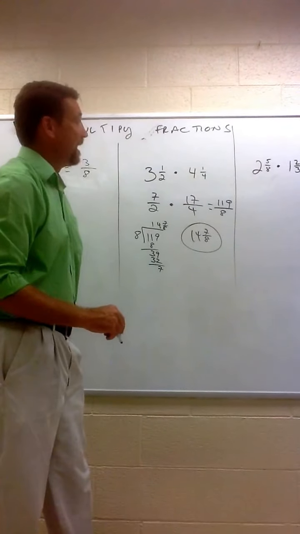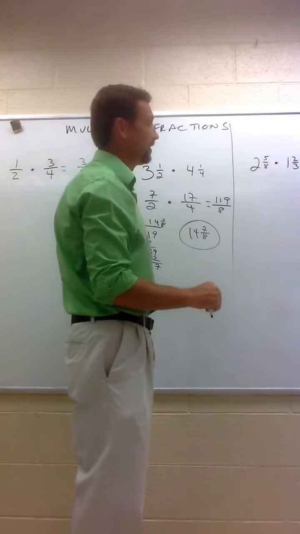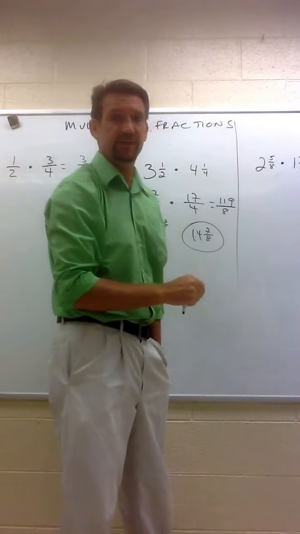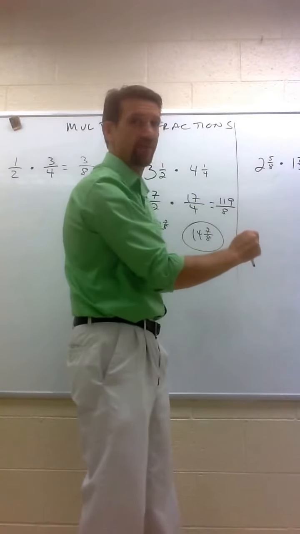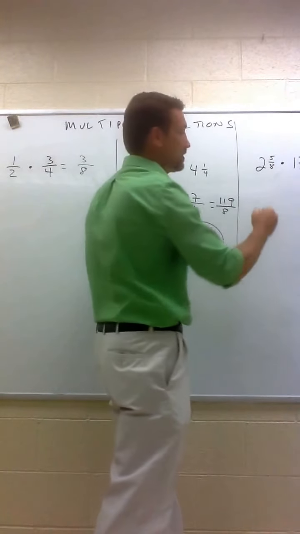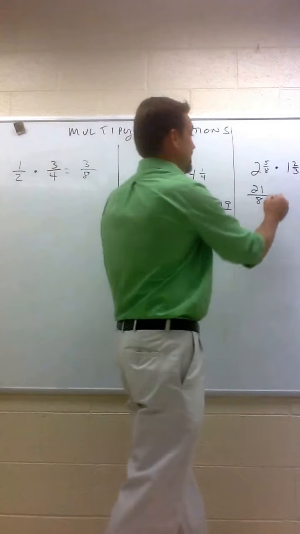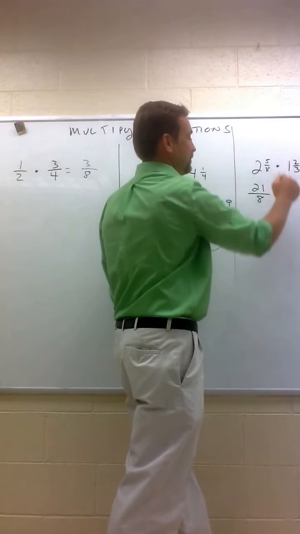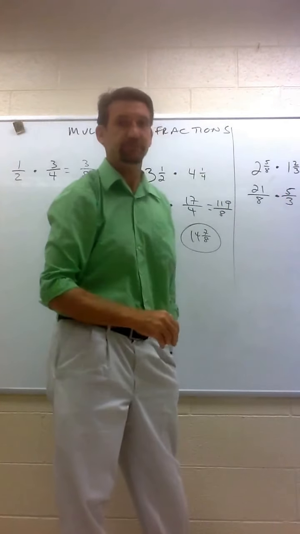All right. And this last problem we want to show you has to do with another skill that you guys have learned before. Take a look. Again, we're going to first rename these as improper fractions. Rename these mixed numbers as improper fractions. 8 times 2 is 16, plus 5 is 21. We'll make it 21 over 8. Times 3 times 1 is 3, plus 2 is 5. We'll make it 5 over 3.